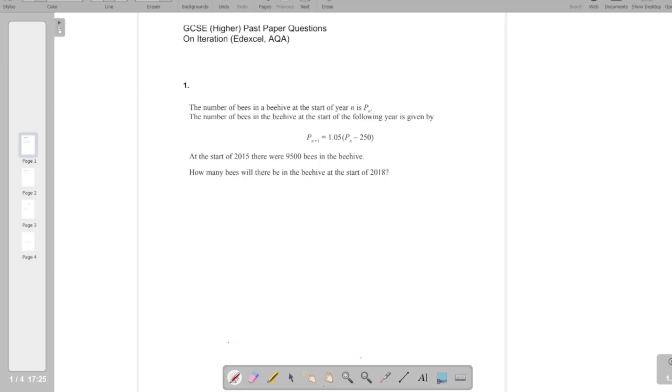This topic is on iteration. There are 5 questions. Let's look at question 1. The number of bees in a beehive at the start of year n is Pn. The number of bees in the beehive at the start of the following year is given by this equation. At the start of 2015, there were 9,500 bees. So that is Pn. Pn is 9,500. How many bees will be there in 2018?